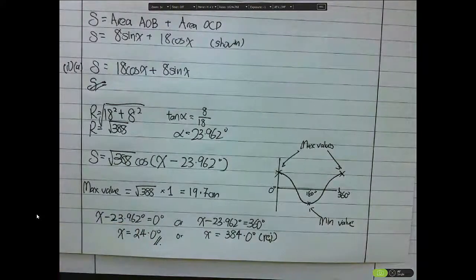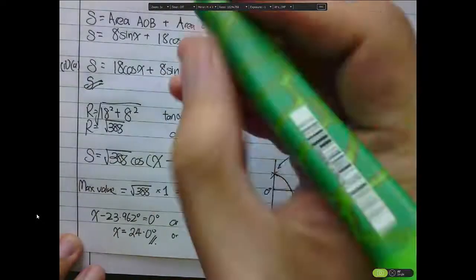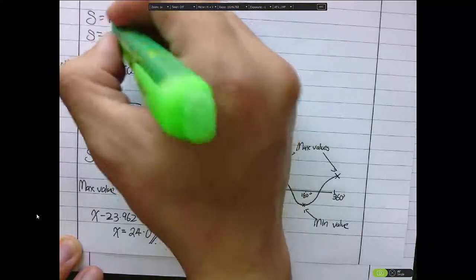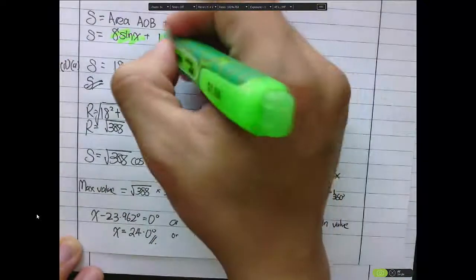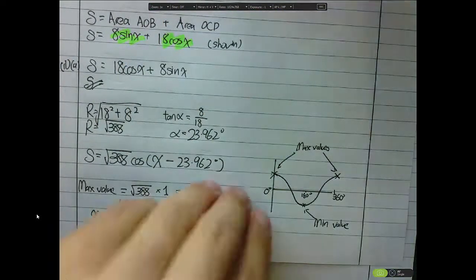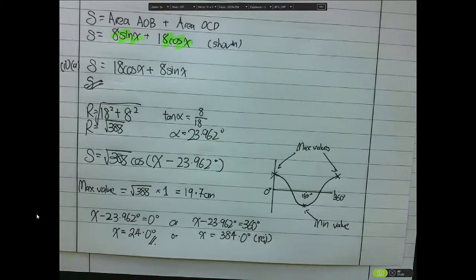For 2 part B, I refer you back here. Don't forget that the area of AOB is 8 sine x and the area of OCD is 18 cosine x.